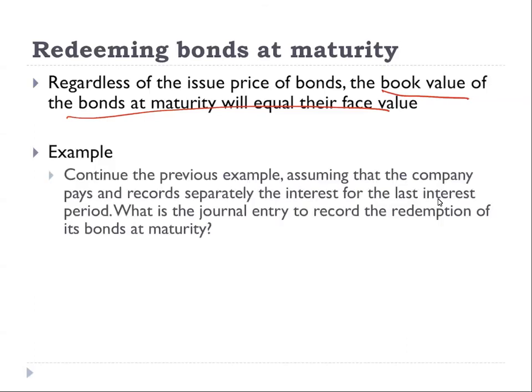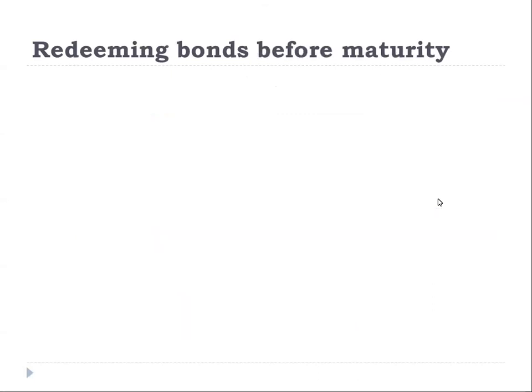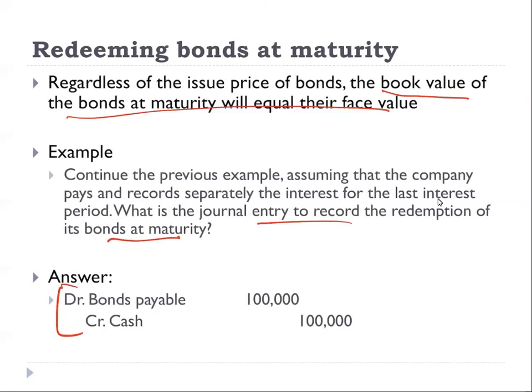Here's an example. Assume the firm retired the bond at its maturity. What is the journal entry? The journal entry here is simple because the only thing that is left is the face value of the bond. So we basically only need to debit bond payable for its face value, which is 100,000, and credit cash 100,000. So this is redeeming the bond at maturity.